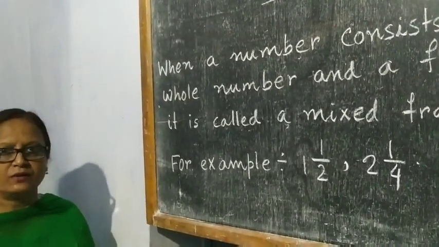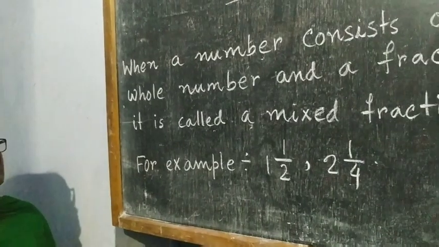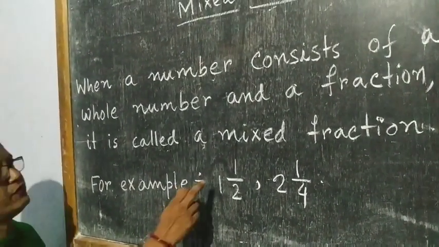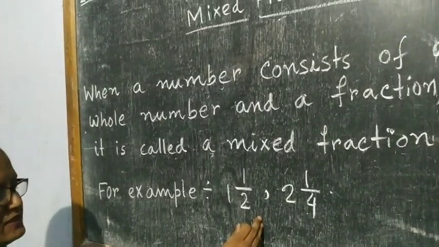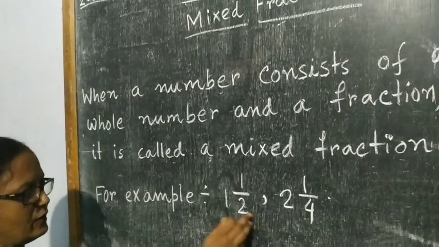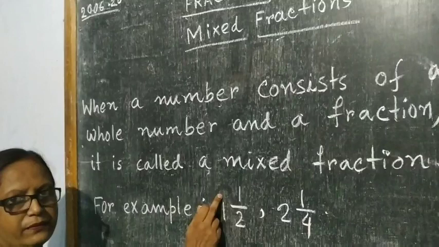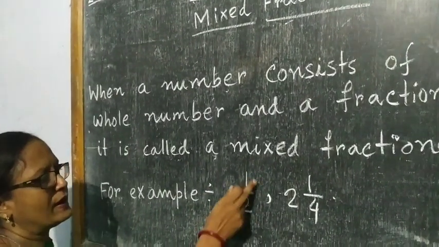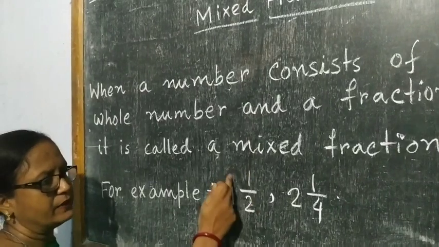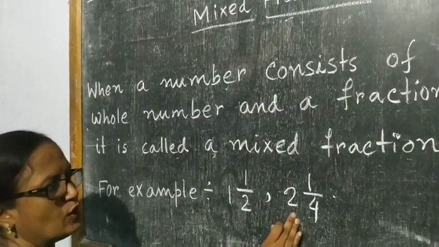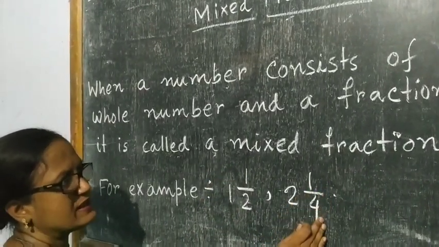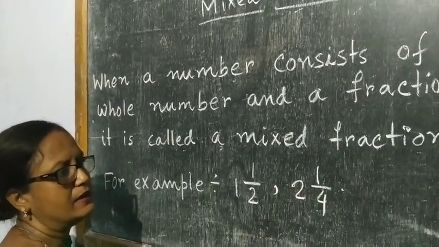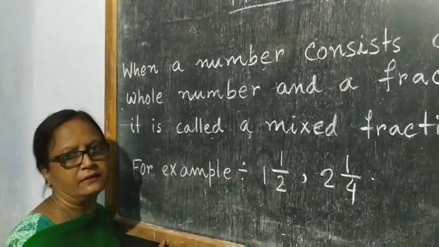These are all fractions. Now you see the example: 1 1/2 is a mixed fraction because it consists of a whole number, 1, and a fraction, half. So 1 1/2 is a mixed fraction. Here also, 2 is a whole number and 1 by 4 is a fraction. So 2 1/4 is a mixed fraction.